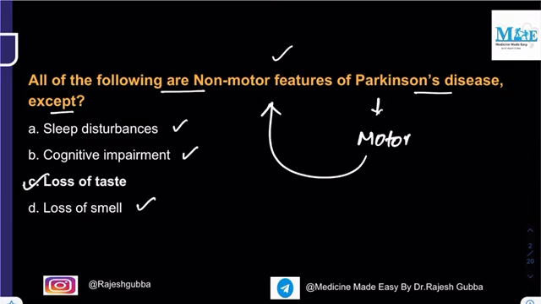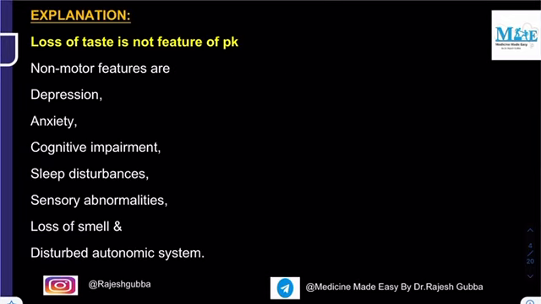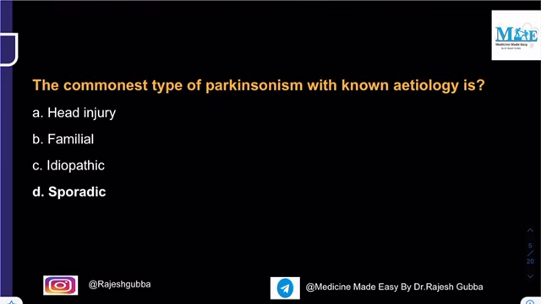Now let me give you the list of all the non-motor features of Parkinson's disease. Loss of taste is not a feature of Parkinson's, whereas the non-motor features include depression, anxiety, cognitive impairment, sleep disturbance, sensory abnormality, loss of smell, and a disturbed autonomic system. These are the non-motor manifestations in patients with Parkinsonism. All right, now take the second question.